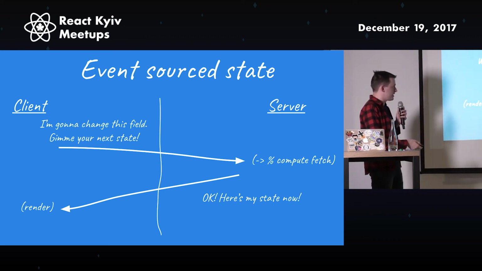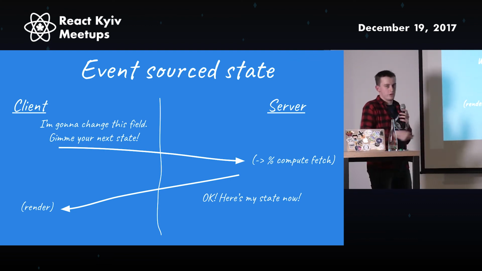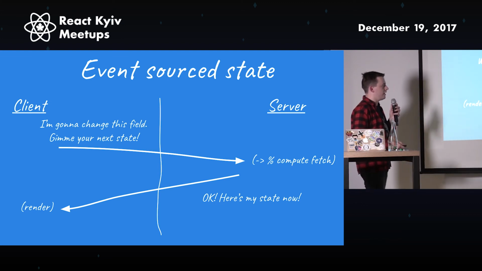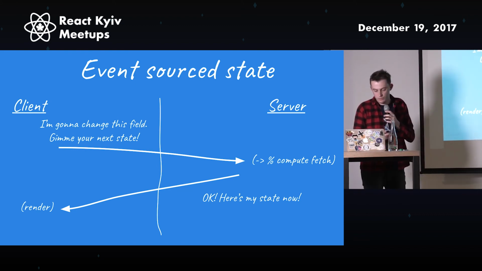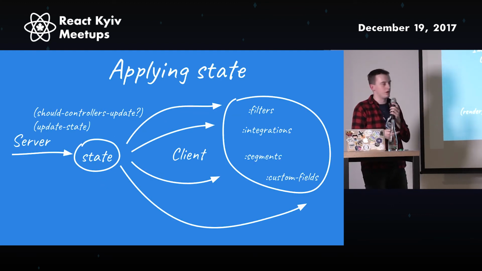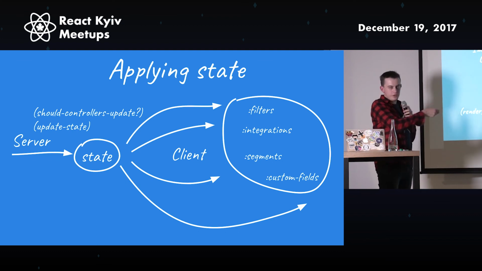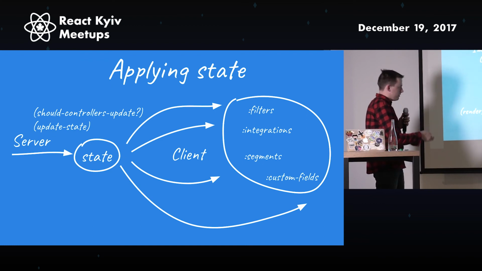So for example, when the application starts, the client says, "Hey server, what's your latest state?" The server responds with a huge hash map of all the data that is in our application. We render this data, and then when we want to update something, the client says, "Okay, I'm going to change this field, for example, the profile name field. What's your next state going to be?" The server computes a new state and gives back the entire state of the system, and we render.